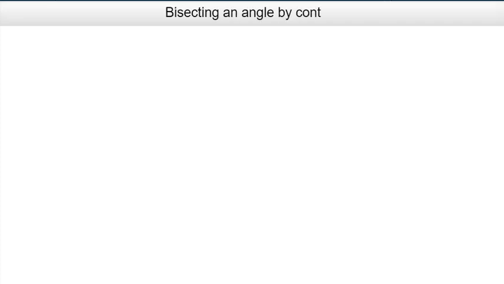Bisecting an angle by constructing its bisector. Alright, so in this video we're going to learn how to bisect an angle. So the starting point is that we need to first draw an angle or have an angle. So we're going to start out by drawing an angle.